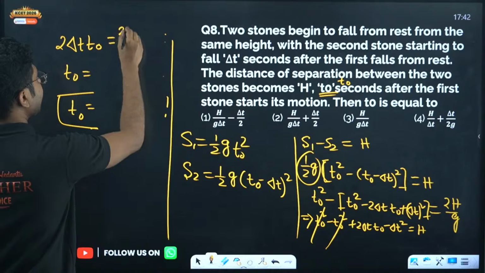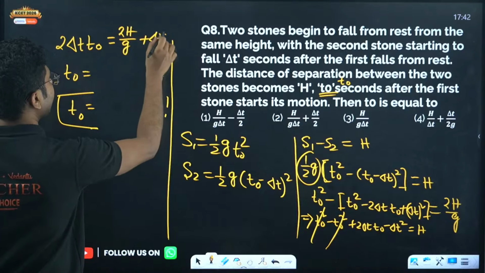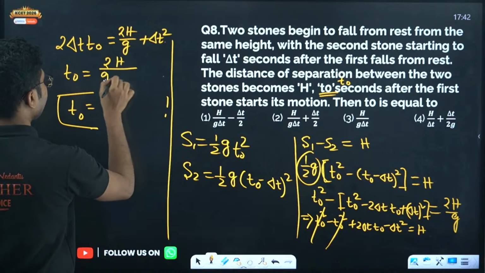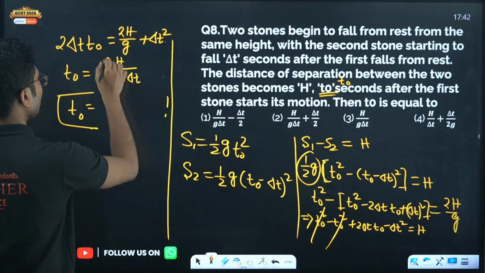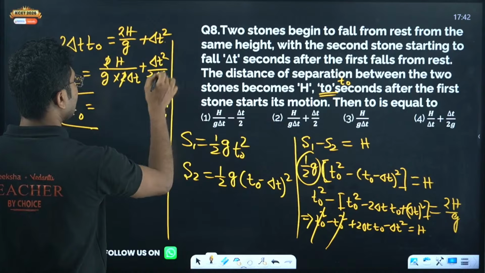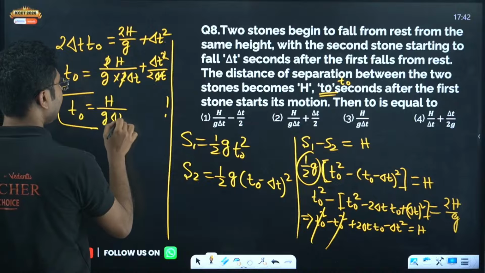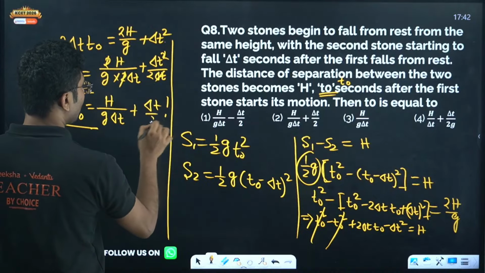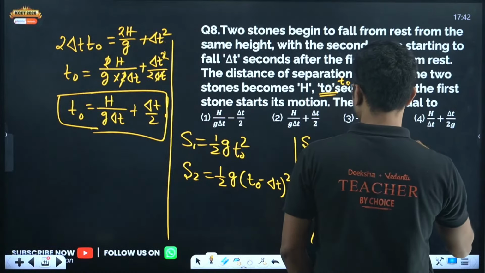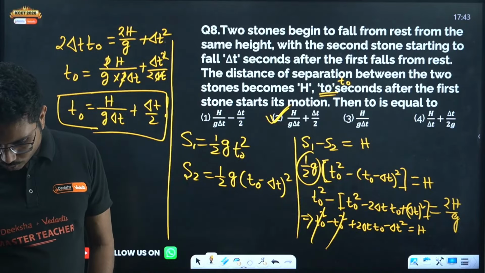So it will be 2H by G plus delta T square. So it will be 2H by G into 2 delta T, 2 cancels. Here delta T square by 2 delta T, one of the delta T will cancel, so T naught will be H by G delta T plus delta T by 2. Okay, so the correct answer will be this one, option 2.